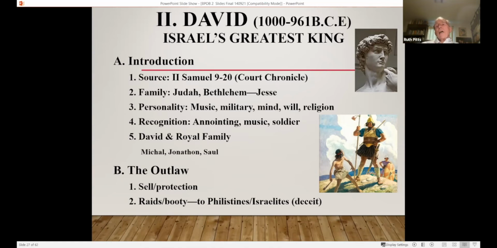So he was recognized by Saul, by Samuel, by the anointing, by Saul for the music, and for his skills as a soldier. He also was shrewd. And so he married into the royal family, Michal, and he befriended Jonathan, which I think was a genuine friendship. But nonetheless, all that would help him politically as well.